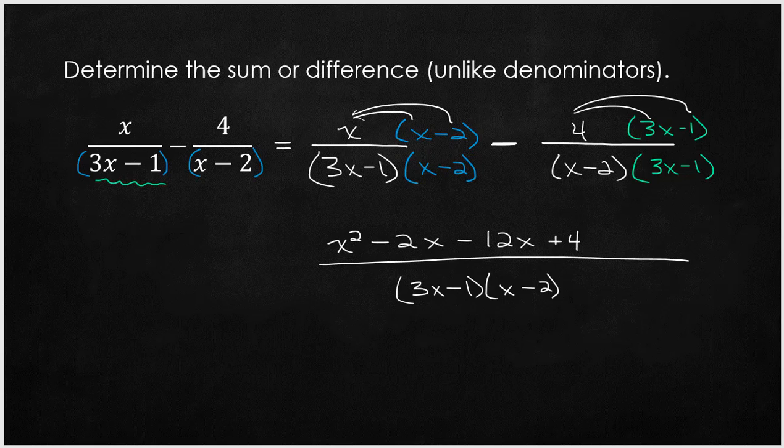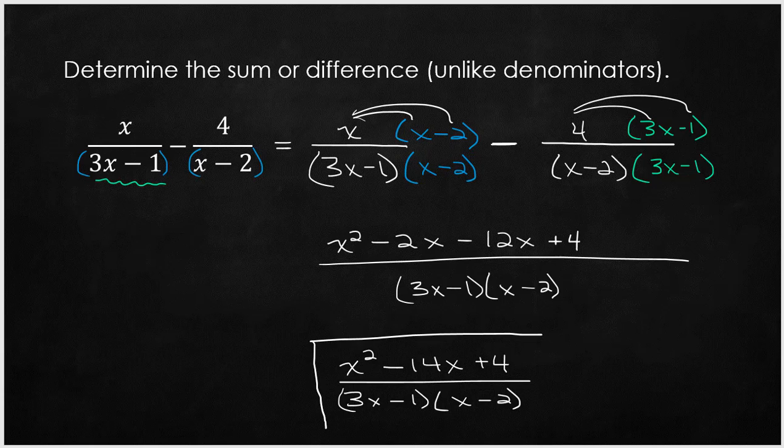Now, in this numerator, we can't leave without combining our like terms. So I have x squared minus 2x minus 12x plus 4 all over 3x minus 1 times x minus 2. Now you might be tempted to try to factor up here in the numerator, but guess what? You can't. It's not factorable. There's no factors of 4 that add to make 14. Oh, goodness me. All right, well, that's gonna wrap it up for this one.